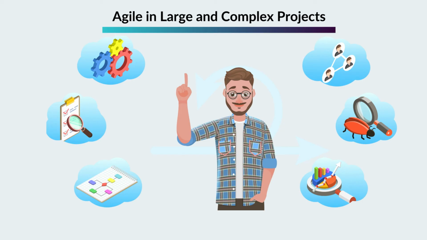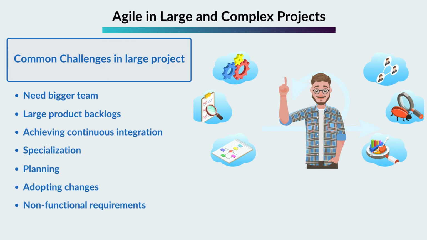Though larger projects have complexity and distributed teams, the incremental and iterative development policies will still be valuable for them. Common challenges in large projects: Need bigger team. A motivated team of 1 to 10 members may not be sufficient to accomplish the project. It may be required to work with multiple teams. Large product backlogs. The bigger projects will have huge backlogs, so multiple product owners will be required to manage the backlogs. Achieving continuous integration. In larger projects, the work is distributed across multiple teams, and achieving continuous integration is hard as there might be multiple dependencies at team or technical level.